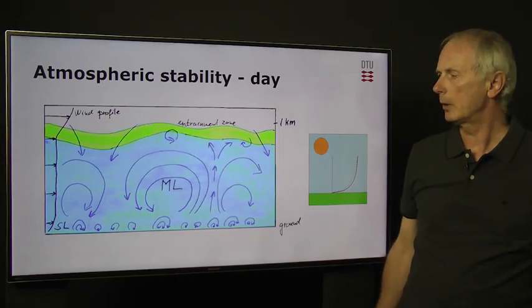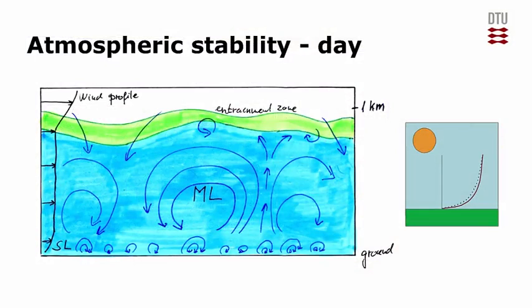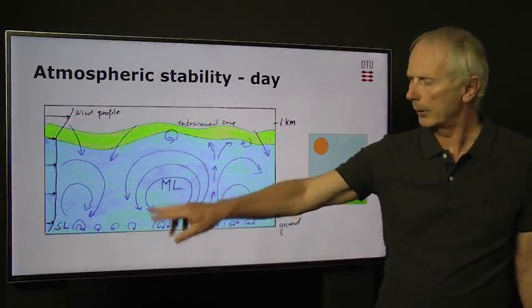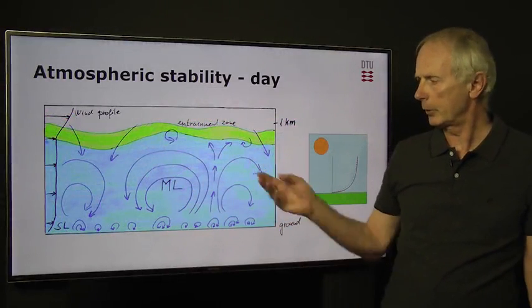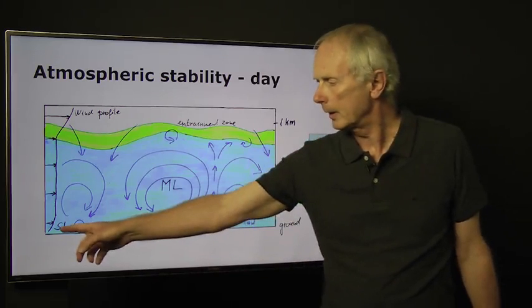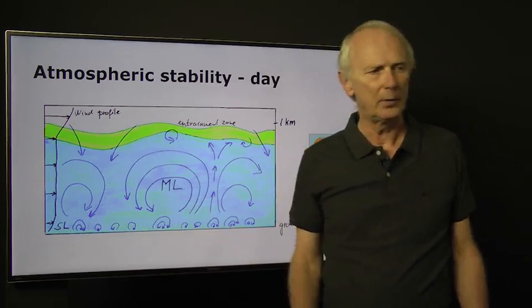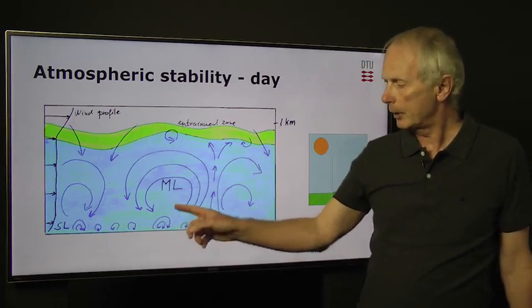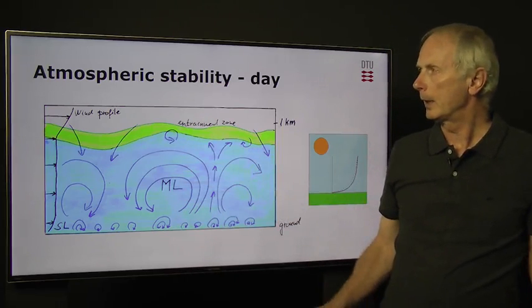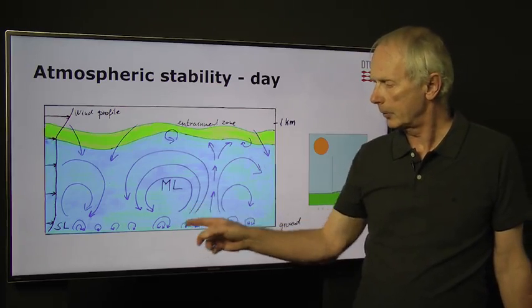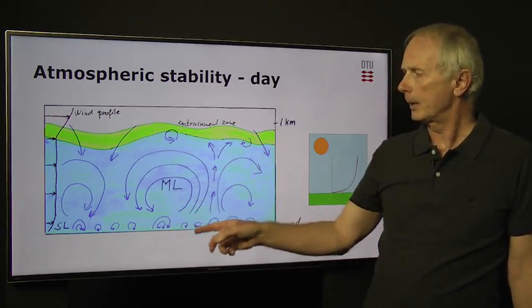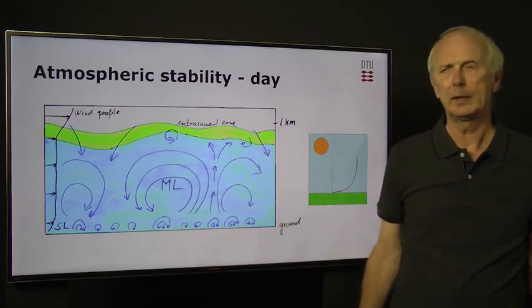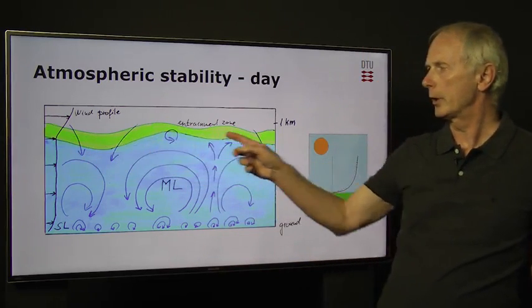And here we have an example of the daytime mixed layer. It's characteristic that when the sun is shining, you heat up the ground, and because you heat up the ground, you create motions in the air. The air becomes lighter than the surrounding air, and eddies start. Here, near the surface, we see that the eddies are very small. Basically, they scale with the height above ground, and they transport heat from the surface and up.